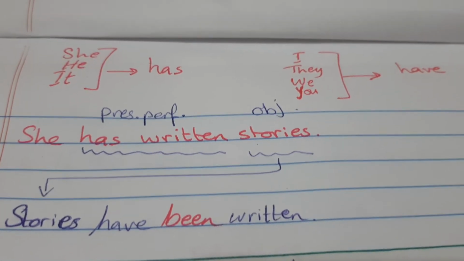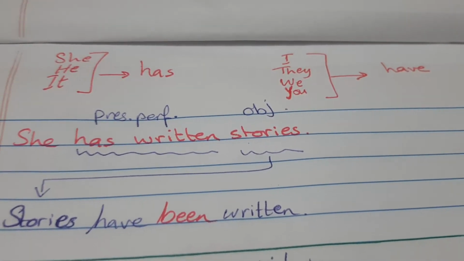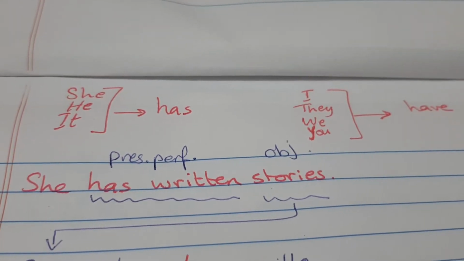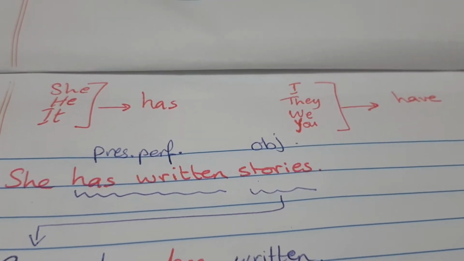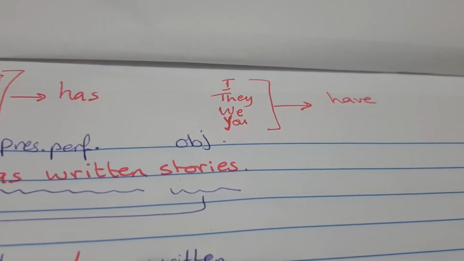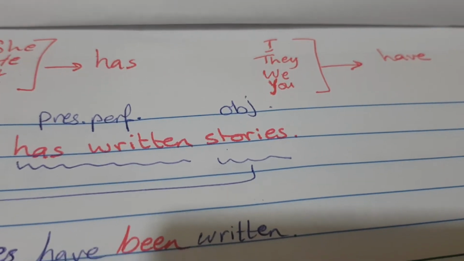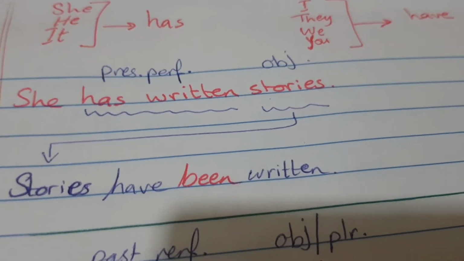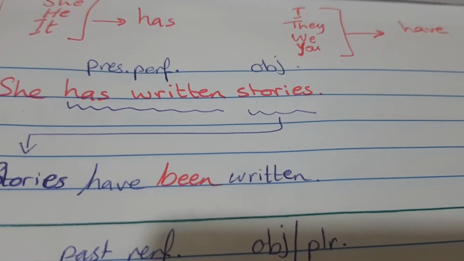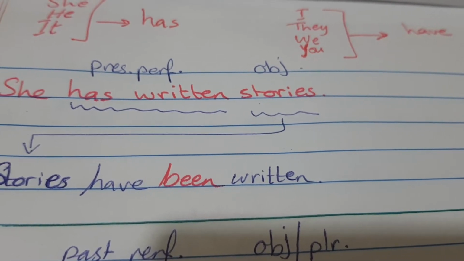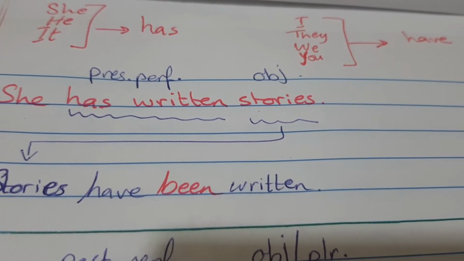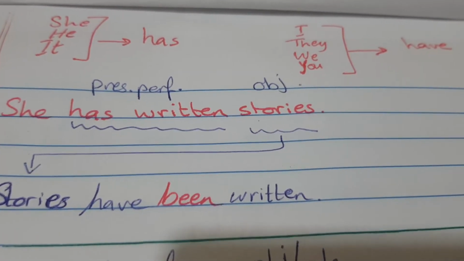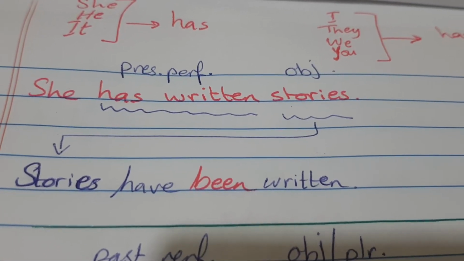Now in present perfect, we need to keep the verb to have. And here is the rule, quick reminder, that with he, she, it, we use has. With I, they, we, you, we use have. That comes with the sentence. We cannot drop it off. So stories, object, plural, we use have. Now, what verb to be matches with the perfect tense? Of course, been. So the new sentence becomes: stories have been written.